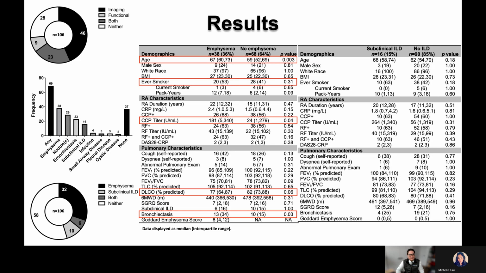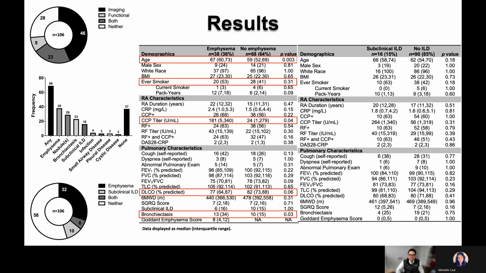On the left, I have pointed out subclinical emphysema. Subjects with emphysema were significantly older than patients who did not have emphysema, and they had a median Goddard score of 8 with a range of 4 to 12, which is in the moderate range. They did not have a significantly different smoking history, but interestingly, almost a third of never smokers had subclinical emphysema, which has never been reported in the literature.